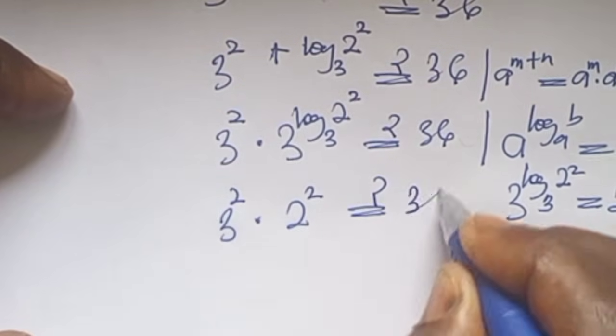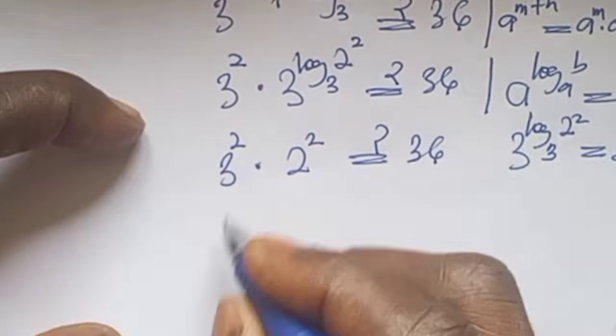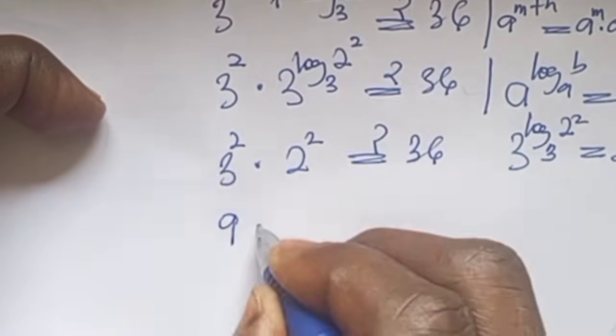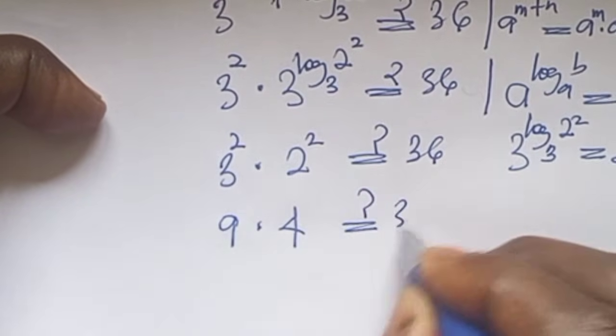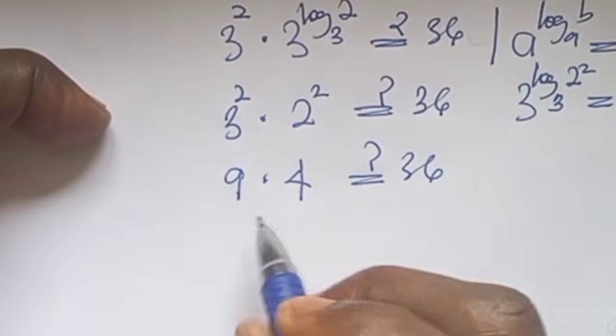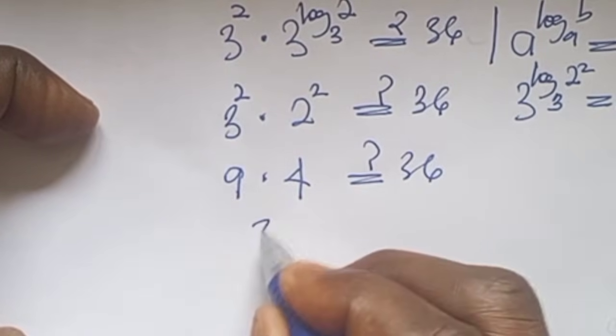Can this be equal to 36? And 3 to the power of 2 is 9, and 2 to the power of 2, that's 9 times 4. Can this be equal to 36? And of course, 9 times 4 is equal to 36.